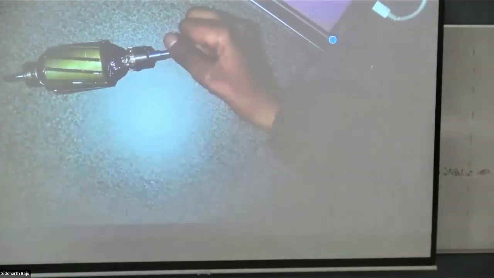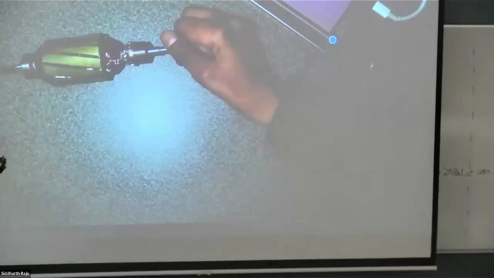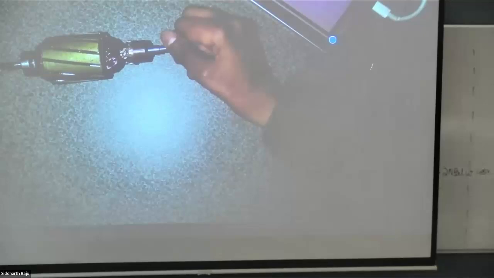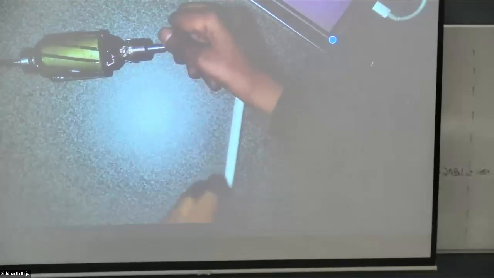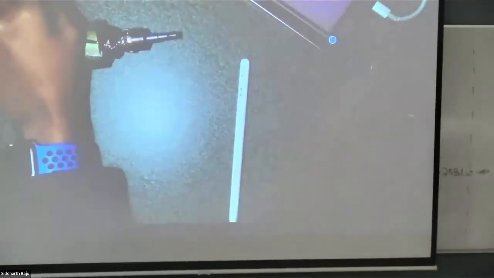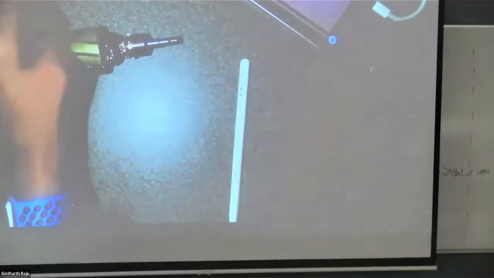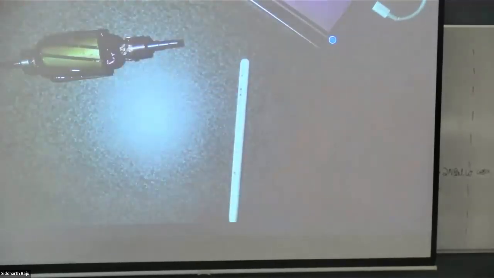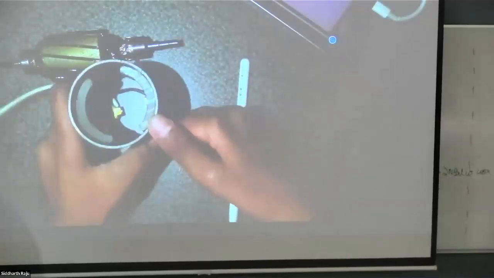So this is the commutator segment. As you can see, those are all copper. And the thin line that you see in between them, those are the mica segments that are insulating the two copper commutators. All right, in a DC motor, the number of brushes that you have would be equal to the number of poles. In our case, we're only going to consider a case of 2-pole DC motor.